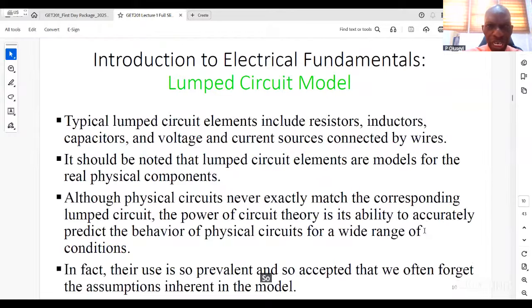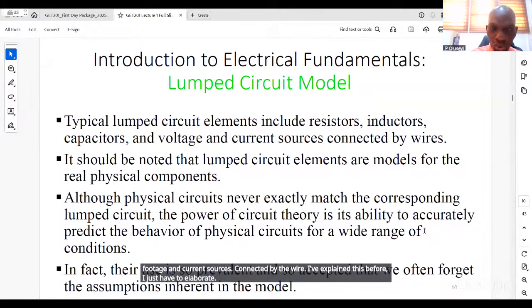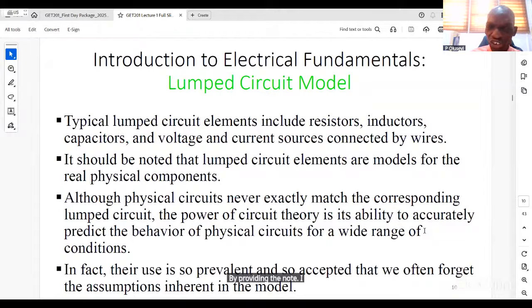Still on the typical lumped circuit model, we have some more information. I tell you here that typical lumped circuit elements include resistor, inductor, capacitor, voltage and current sources connected by wire. I've explained this before; I just have to elaborate by providing a note. It should be noted that lumped circuit elements are models for the real physical components. We just model them for the real physical component.